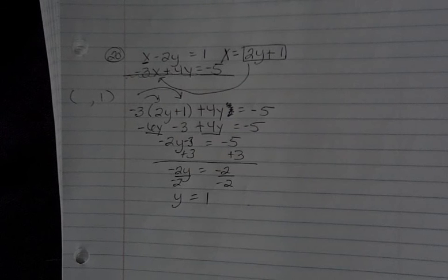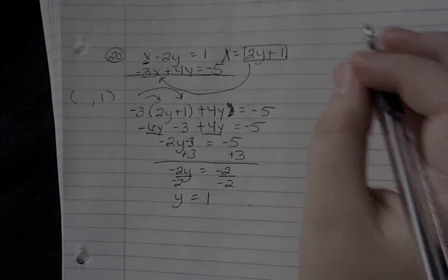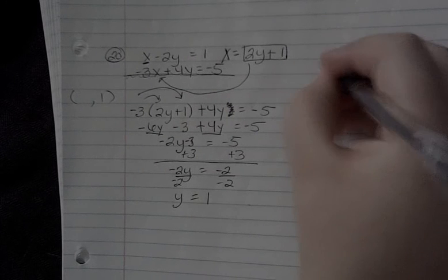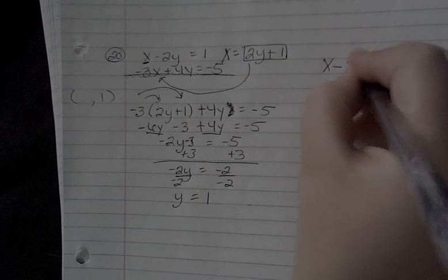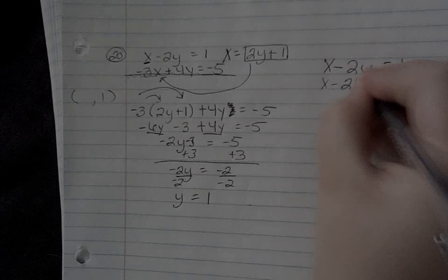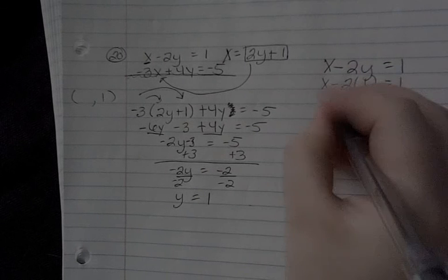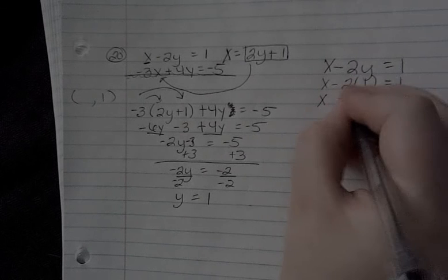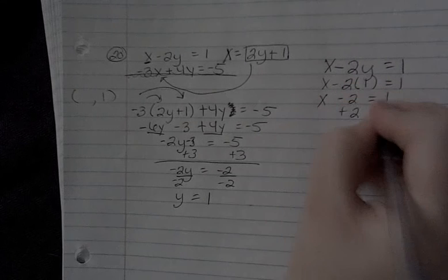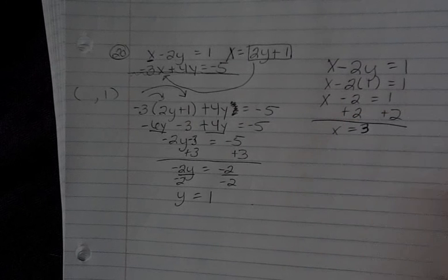So now I'm going to plug that 1 into the y of my original equation. My original equation was x minus 2y equals 1. So my y was a positive 1. So I'm going to plug that into there. Negative 2 times 1 is negative 2. Add 2 to both sides to get x equals 3.